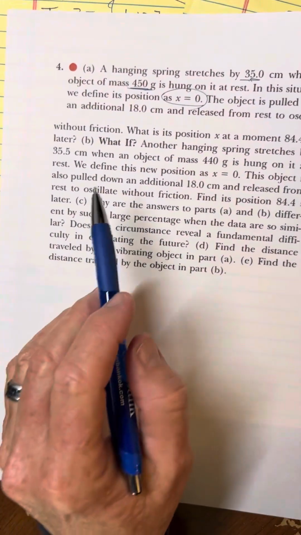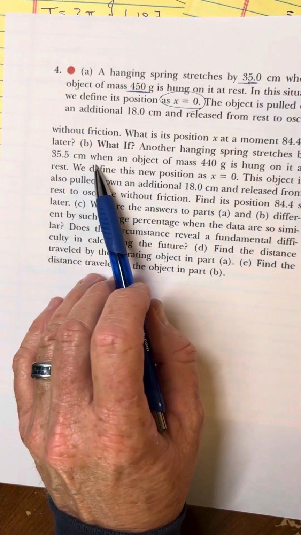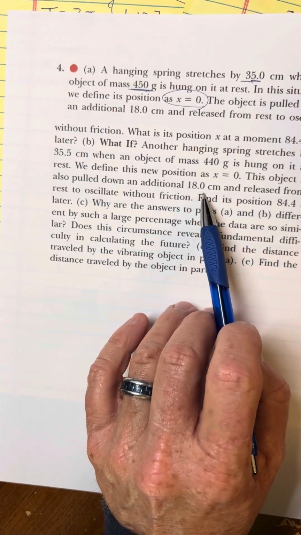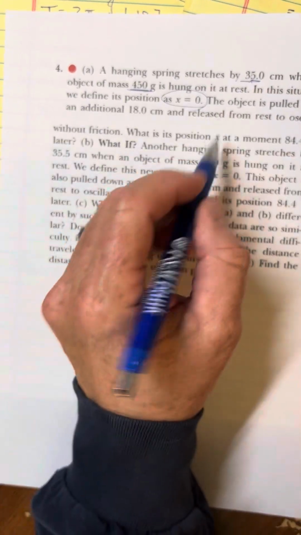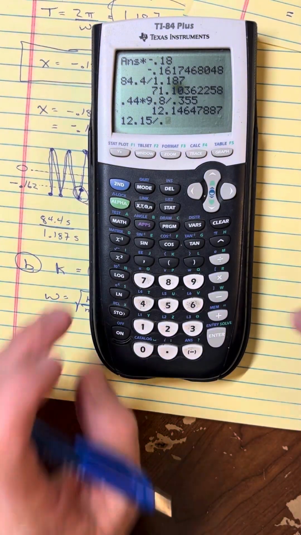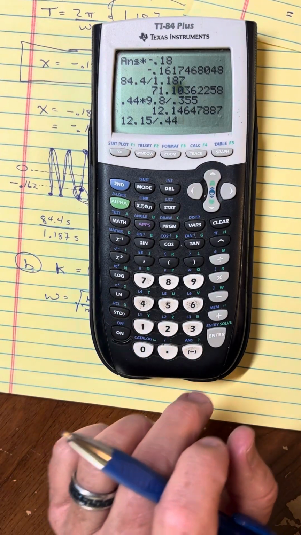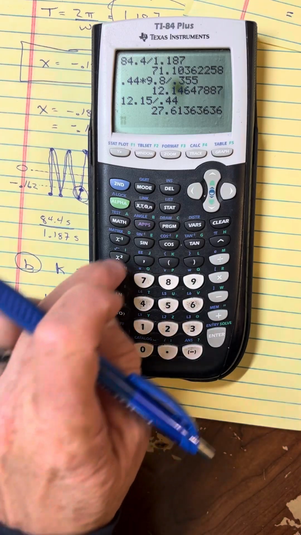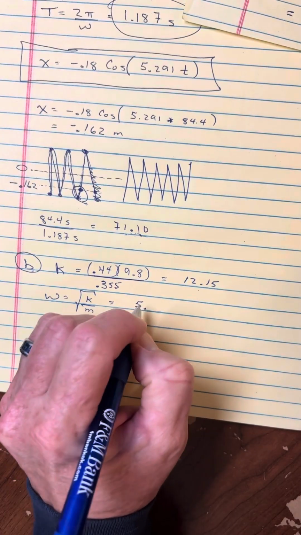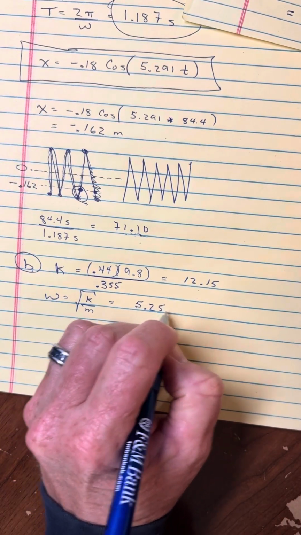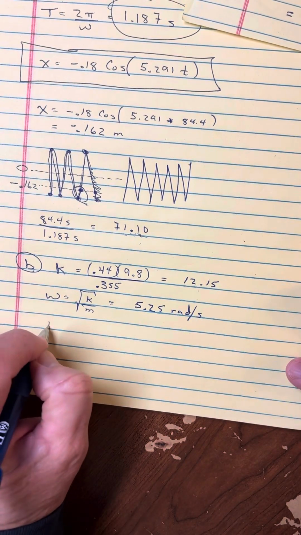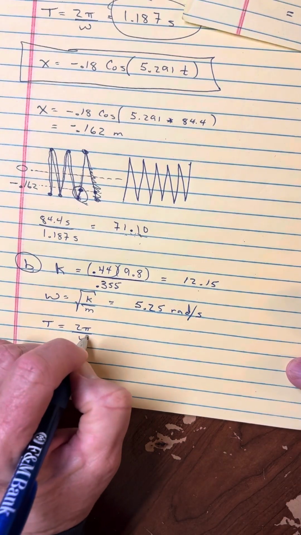and let me see, another object. Yeah, and did they leave this on here? Object is pulled down and released. Yeah, so the same object, the 0.44. And so we've changed the mass here to 0.44. And now taking the square root of all of that, we get 5.25 radians per second. Or a period of, let's see, 2 pi over omega.